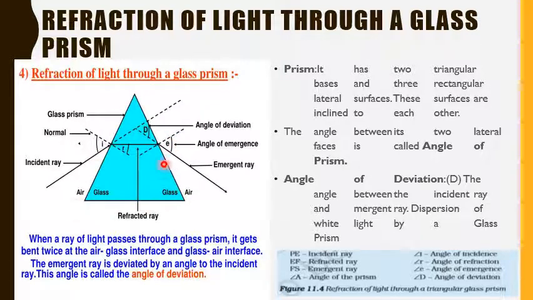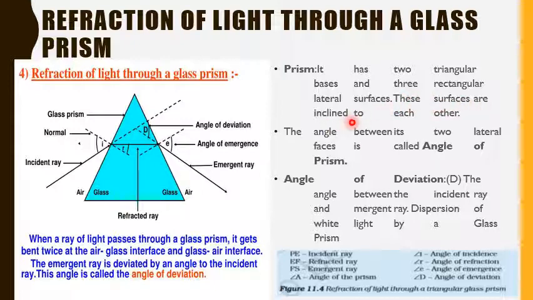This is a glass prism. This activity we will be performing in the lab as well. So this is how refraction takes place in a glass prism. Now quickly we will read the matter. Prism. It has 2 triangular bases and 3 rectangular lateral surfaces. So one triangle on top like this and one on bottom, and these 3 sides are rectangles.